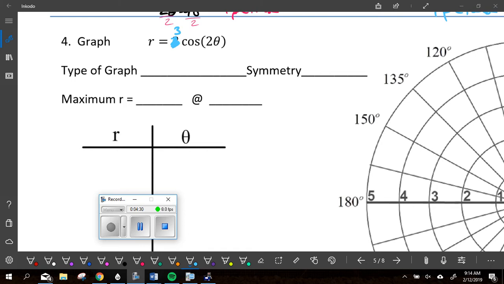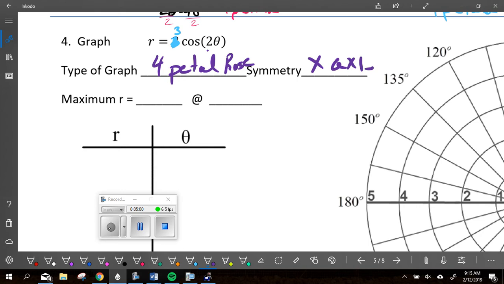Number 4, we're graphing. It's a rose. Show me with your fingers, how many petals is it going to have? 4 petals. You got a 2 right there. We double it. A 4-petaled rose. Show me with your hands, how are you going to fold this graph? What type of symmetry does it have? Show me with your hands. Fold it. It is cosine. So if it's cosine, that means it has what type of symmetry? x-axis. It could have more than one, but technically this is an x-axis symmetrical graph.